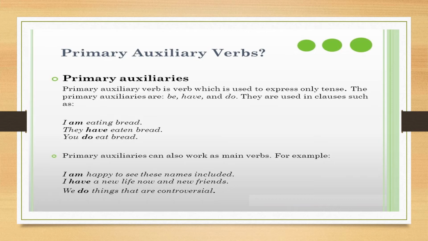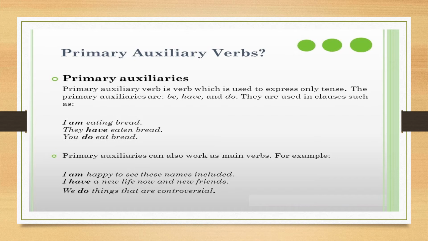These are words like be, have and do. When they're used in clauses, they make sentences like I am eating bread, they have eaten bread, you do eat bread. Primary auxiliaries can also work as main verbs. Look at the examples here. I am happy to see these names included. I have a new life now and new friends. We do things that are controversial.